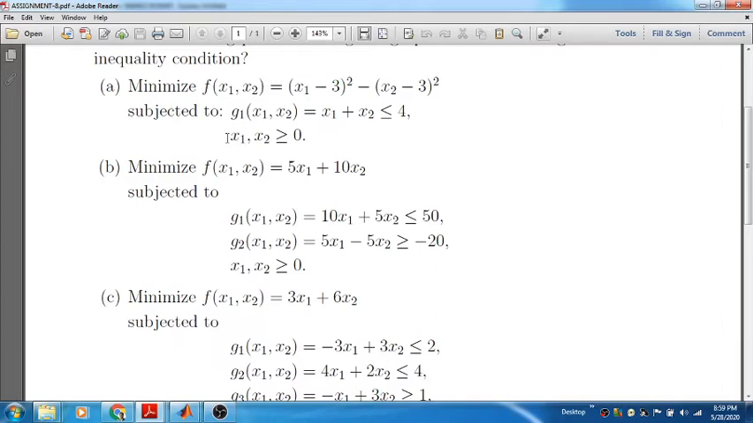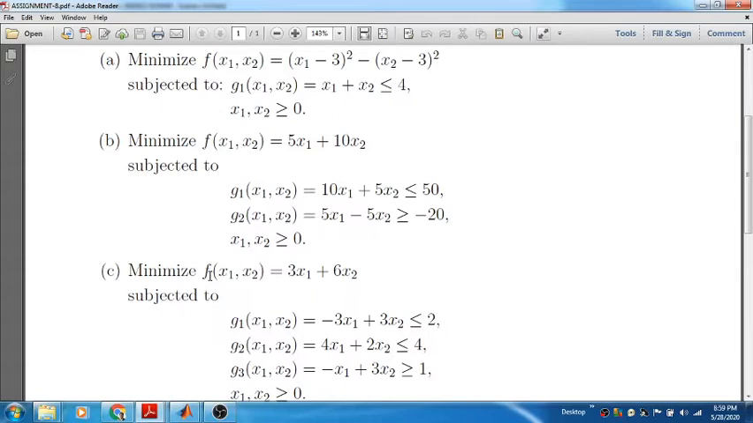Let's do it again, I will do the same problem. Now the problem here is, first, we have an objective function, and we need to minimize it. Remember, we need to minimize it, and we have only two variables, x1 and x2. The function to minimize is 3x1 plus 6x2, subject to g1, g2 and g3. It is given that x1 and x2 are greater than 0.